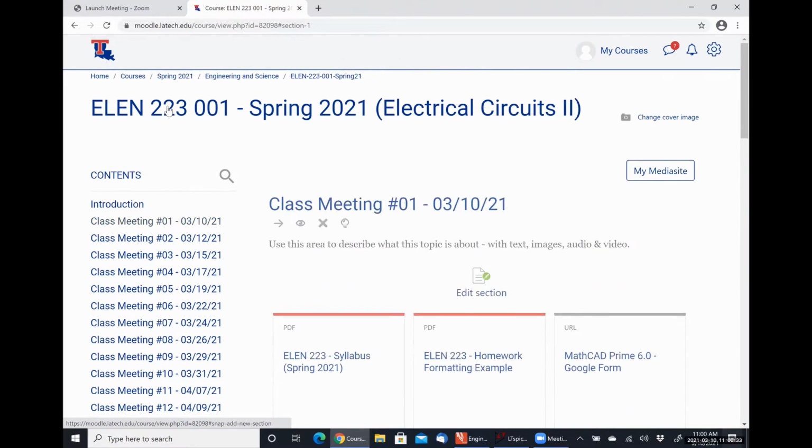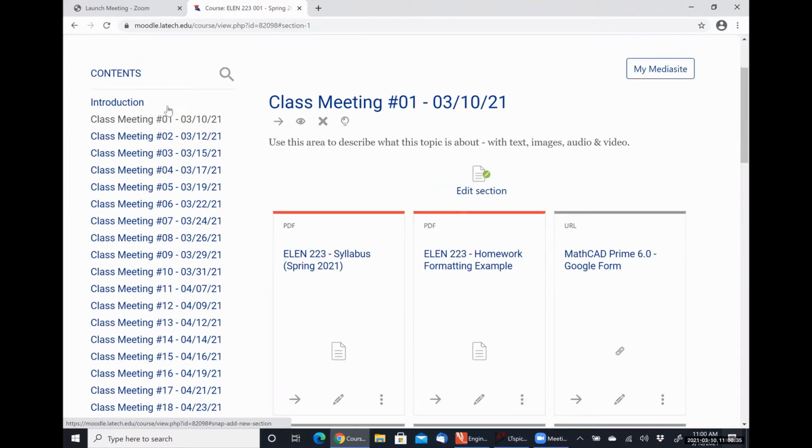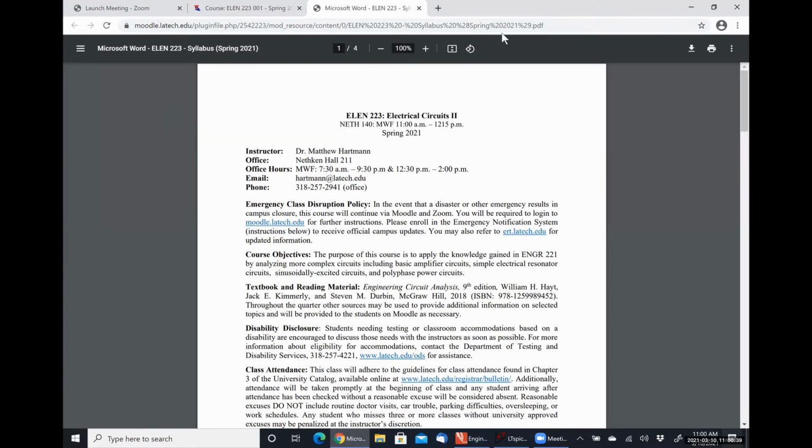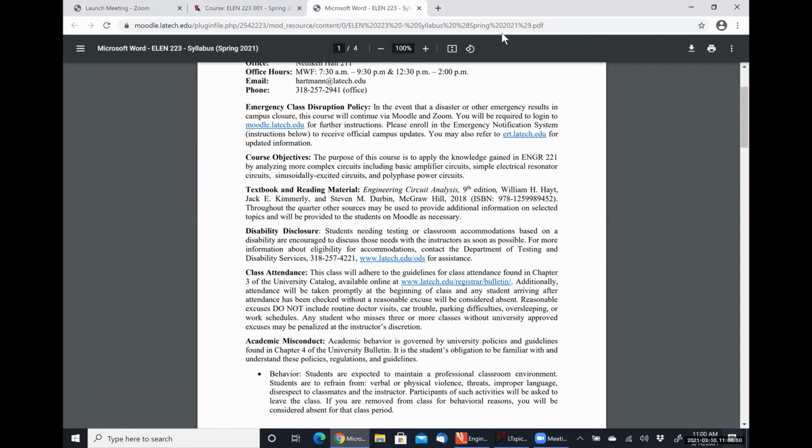In the Class meeting 1 section, we have our syllabus. That's the first thing that we're going to discuss. It has some of the same information: who I am, where you're at, my office hours, my email address. In the event of another global pandemic or snowpocalypse, we will be having class on Moodle. The course objective is to enhance what you learned in Engineering 221 into more complex circuit analysis.